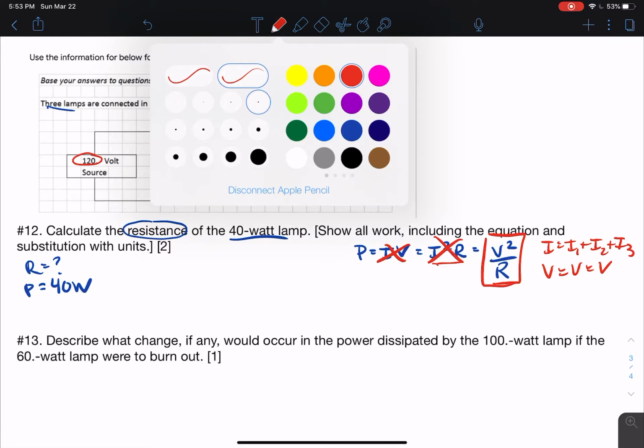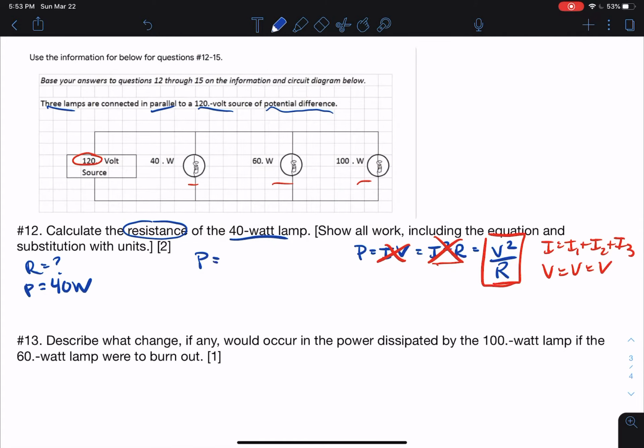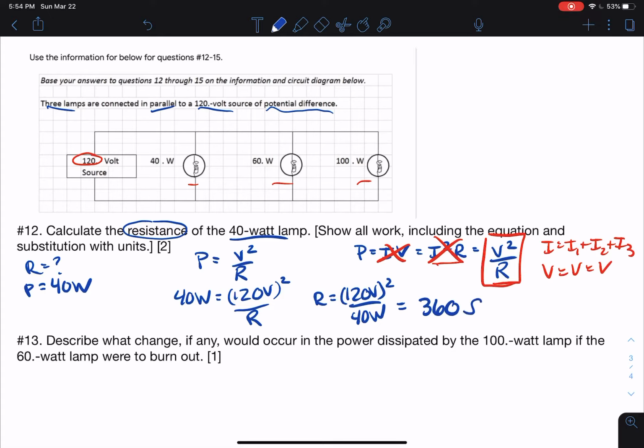We're going to be smart with what we pick, and so we're going to pick P equals V squared over R. So in this case, 40 watts equals 120 volts squared over R. I'm going to multiply by R on both sides and then divide by the 40, so it's going to be 120 volts squared divided by 40 watts, and when we put that into our calculator, we get 360 ohms. And that is the resistance of the 40-watt lamp.